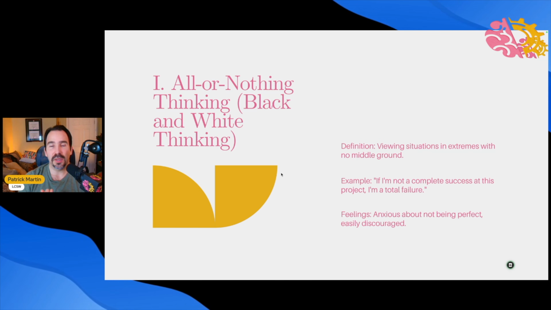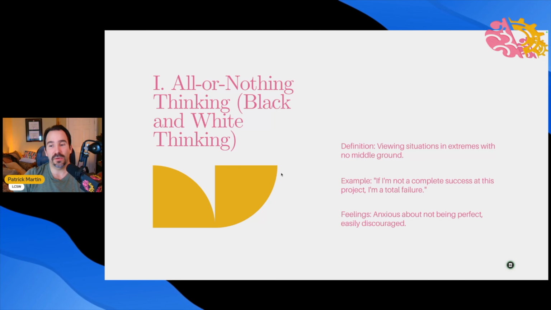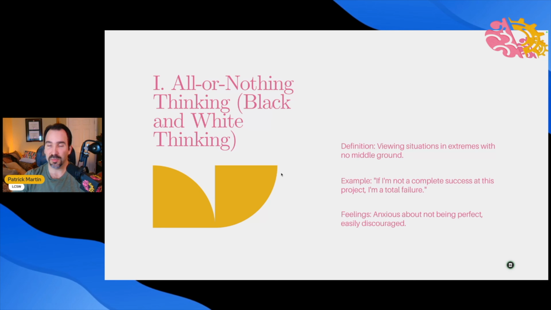Polarized thinking is sometimes how it's referred to. An example would be if I'm not a complete success at this project, then I must be a total failure, right? And this brings up feelings of anxiety, right? Anxiety about perfectionism, not being perfect, and that leads to feeling easily discouraged, right? People will give up before they even get started because they get so caught up in this black and white thinking.